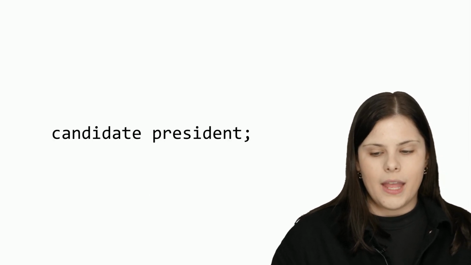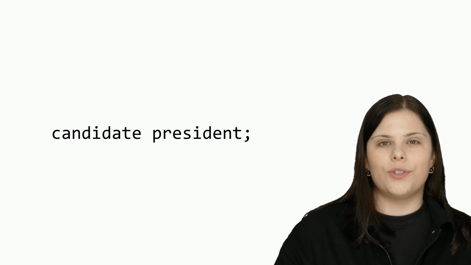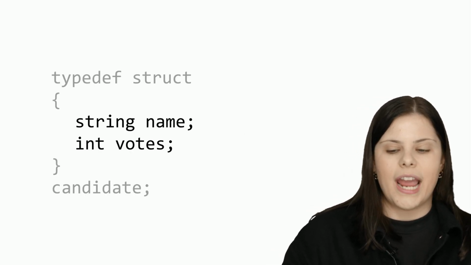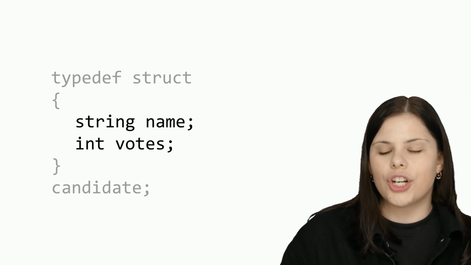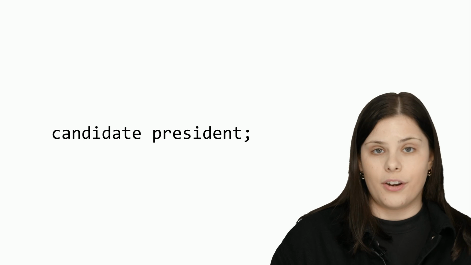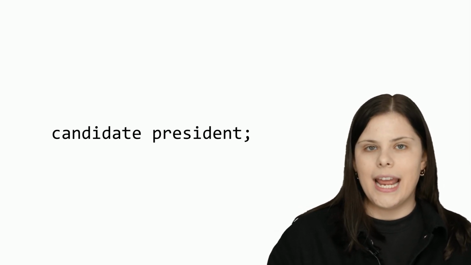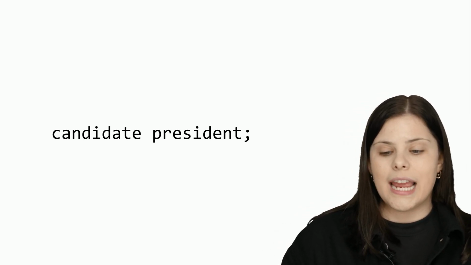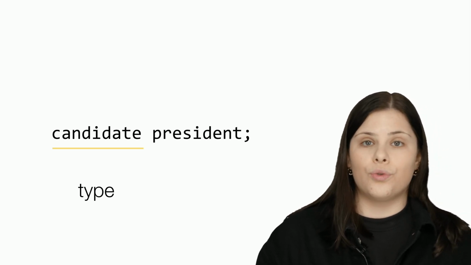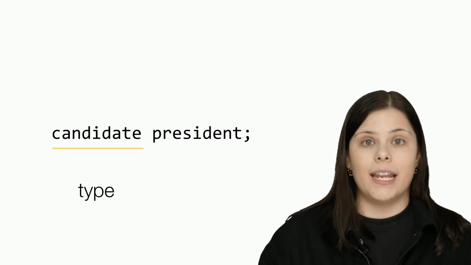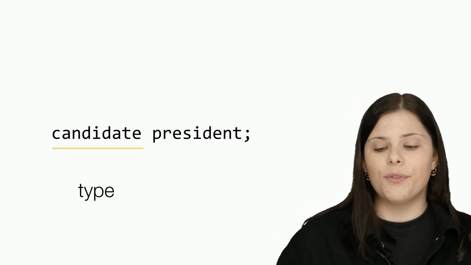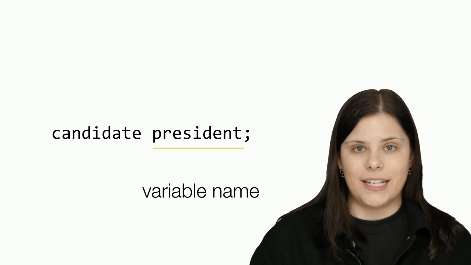Okay. How do we actually create these new variables, right? So before on this slide, we saw, okay, we can define them and we have this new data structure. How do we use it? For example, if I wanted to create a new variable of type candidate, I could do it in this way by saying candidate president. I'm specifying the type candidate, right? It is no longer struct candidate, it is just candidate because it is the new type that I defined earlier in my code. The name of the variable is now president, right?